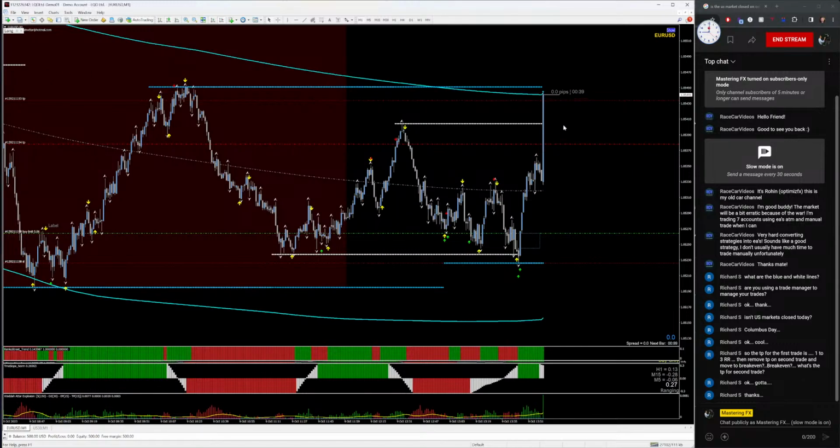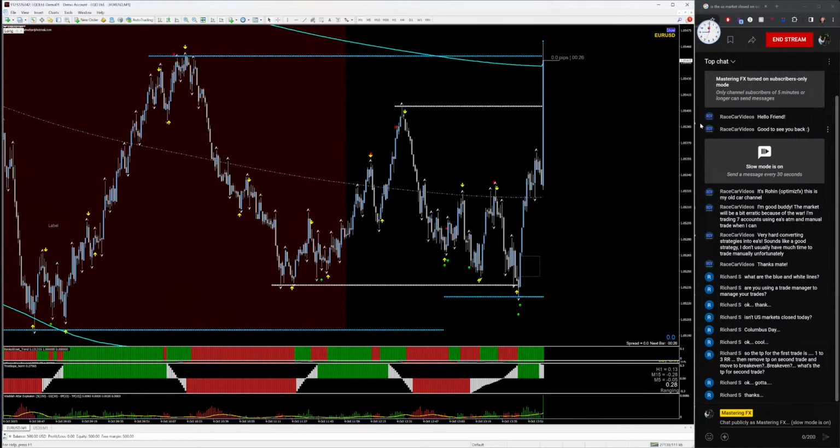Look at that. Okay, well, it looks like you're gonna raid liquidity here. If that happens, which just did, I'm gonna cancel my order in this case. Now I'm looking for a sell. So let's see if we get that here.